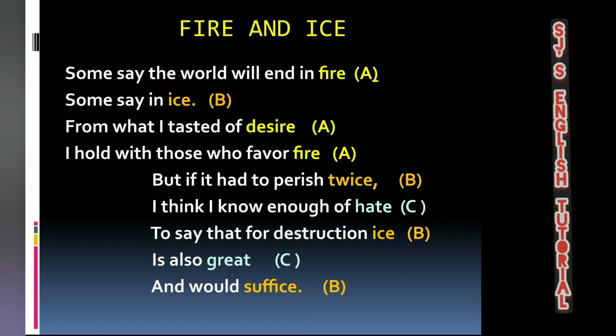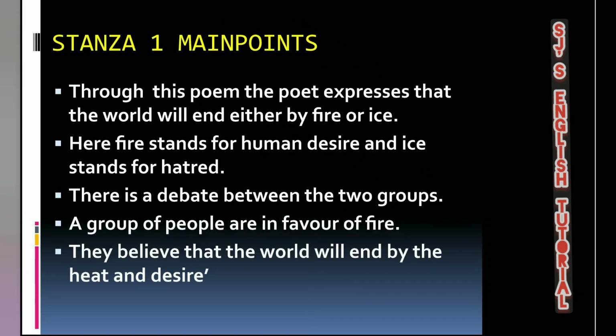Look at the poem, children. I have marked the rhyming words and their pattern using different colors for your better understanding. Now let us plunge into the poem. Through this poem, the poet expresses that the world will end either by fire or ice. Here, fire stands for human desire and ice stands for hatred.